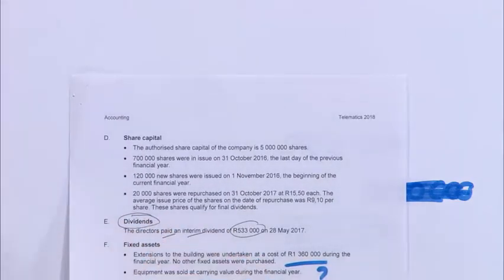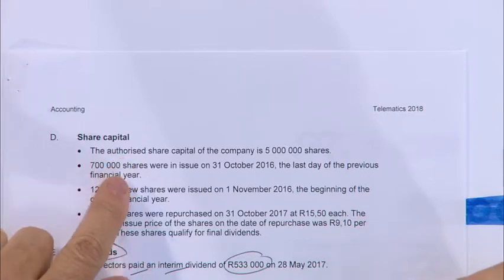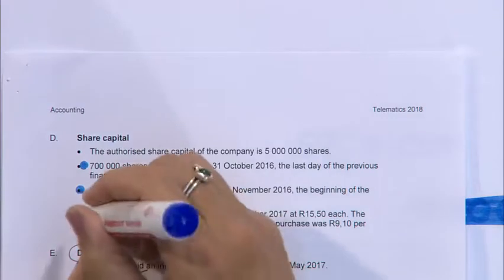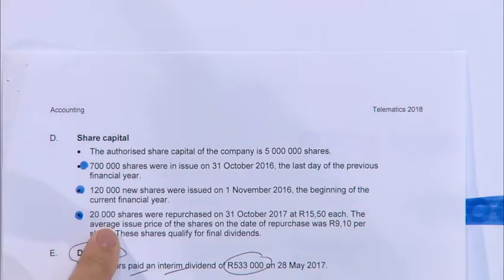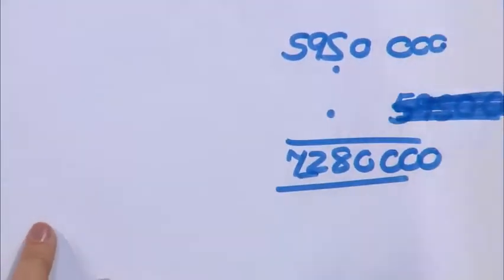Now look at all this important information. I'm not looking for authorized. I'm looking for 700,000 at the start. So circle that. I'm looking for 120,000 new shares issued. And I'm looking for 20,000 repurchased. Very important information. Let's go write that in. So go to your piece of paper where you make a rough note. I can move this paper up a bit.